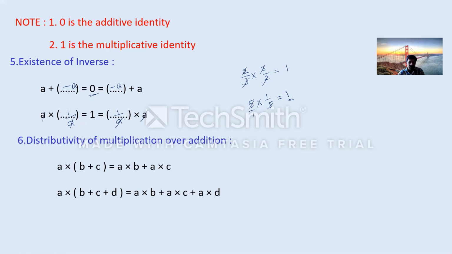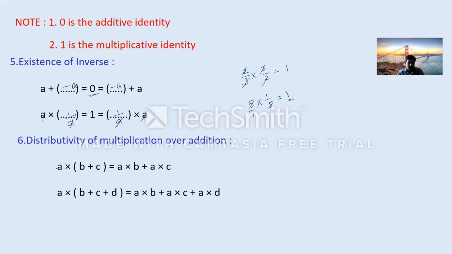Now here the last one, distributivity of multiplication over addition. So if you observe here, we are distributing multiplication symbol to addition. What is distribution? Distribution means to give. Here the outside value is a. We are distributing a to b and a to c. So a into b plus a into c. That is distributive property of multiplication over addition.